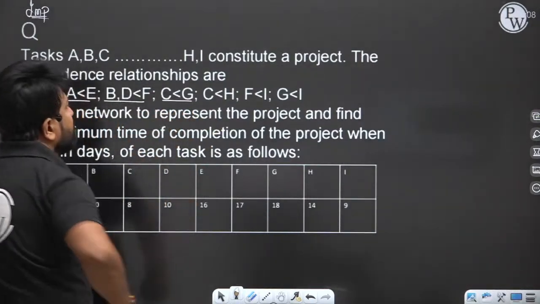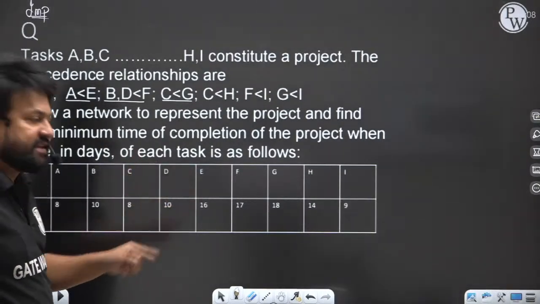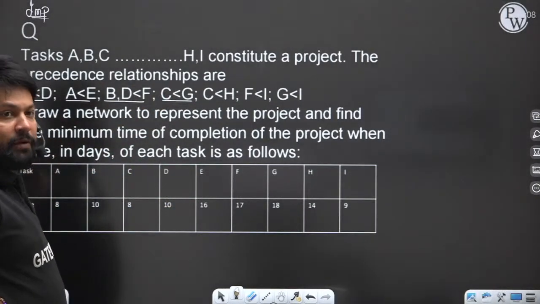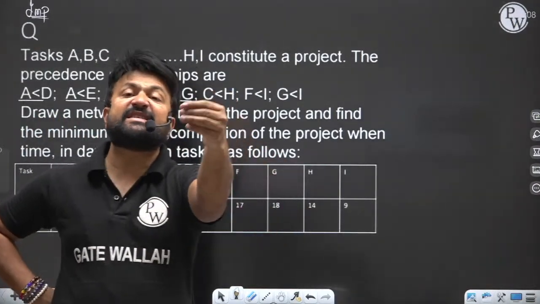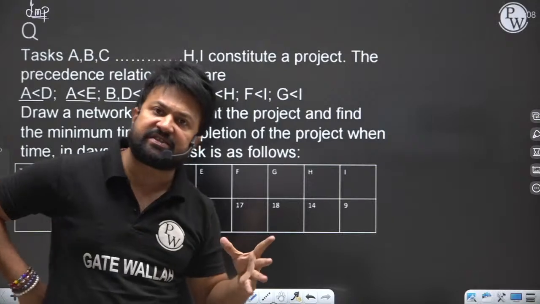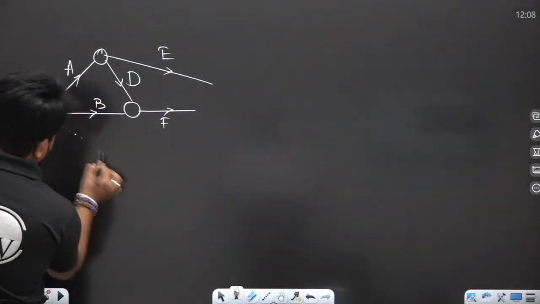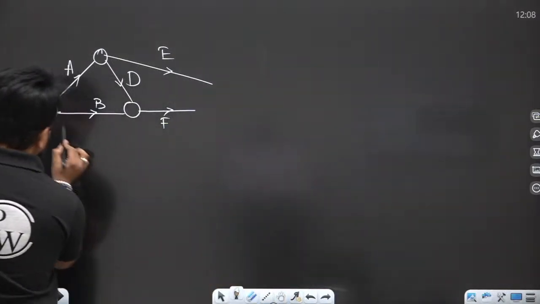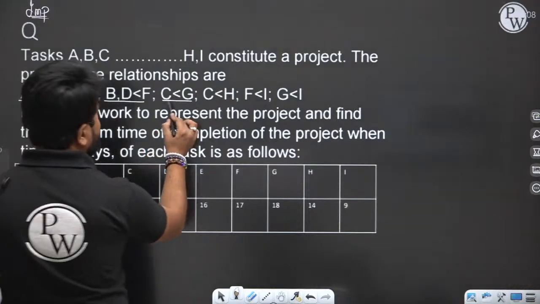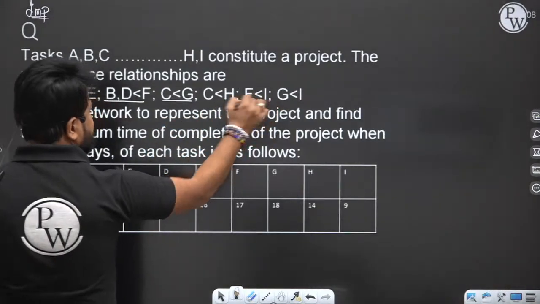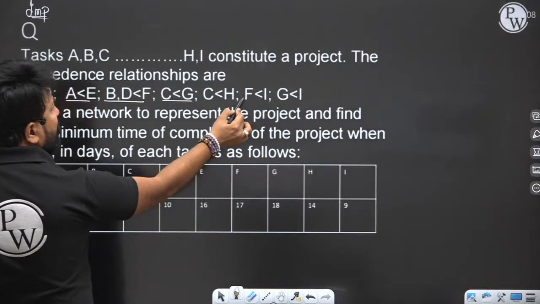Now C is preceding to G and C is preceding to H. C is a preceding activity of G and H, and C has no preceding activity. It means C itself is a starting activity from the first event. Here there is no space, so I'm going to write here. This is activity C. Now he is saying C is less than G, and G is a preceding activity of I, and I has a preceding of F.